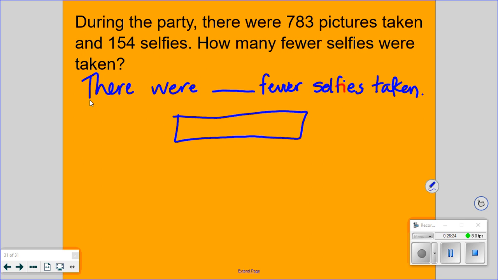I'm going to label it P for pictures. And inside, I'm going to write 783 because that's how many pictures there were. Ava, I need another bar for selfies. Is that one going to be the same size, smaller, or bigger? It's going to be smaller. How did you figure that out, Ava? Because there are fewer selfies. Yeah, there's fewer. S for selfie. Our problem tells us there was only 154.